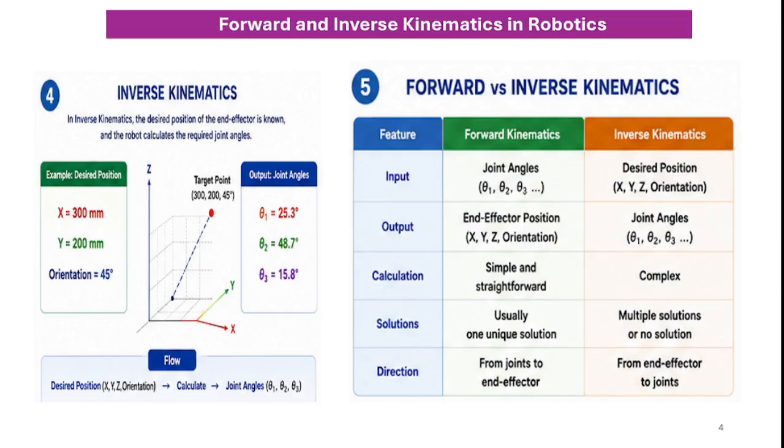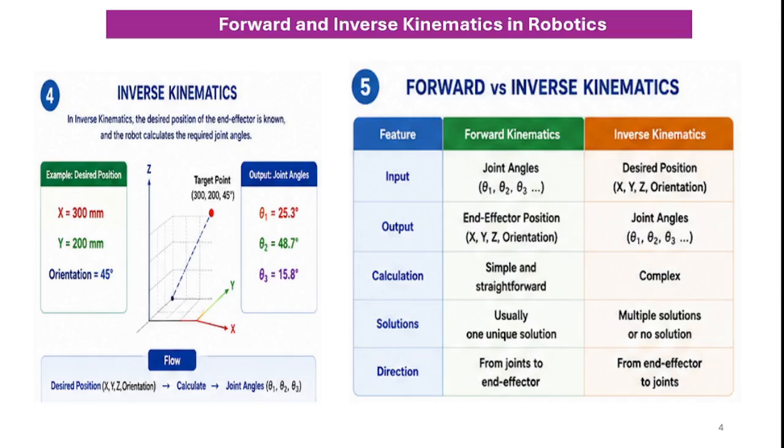This process is called inverse kinematics. It is the reverse, the opposite of forward kinematics. Here the flow is desired position: if we know the desired position, it calculates the joint angles theta 1, theta 2, and theta 3.